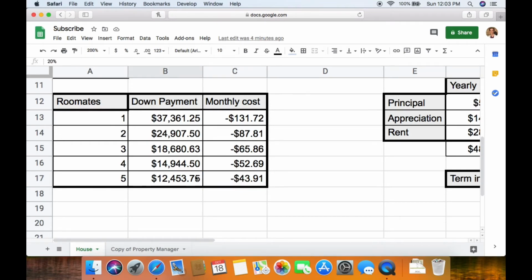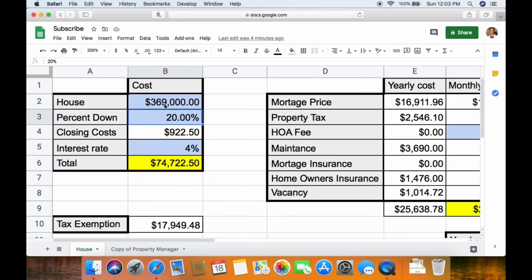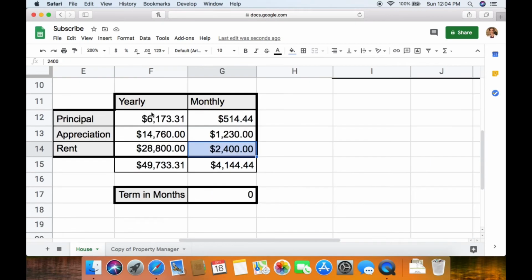What my main purpose for this was, is if, say, I wanted to house hack with one of my friends, I then go take this property, change the percent down to somewhere around 5, so we're only paying $20,000 down. Then I would go over to the amount of rent that we're getting, and I would change that $2,400 to $1,600 because we're living in one of the units.